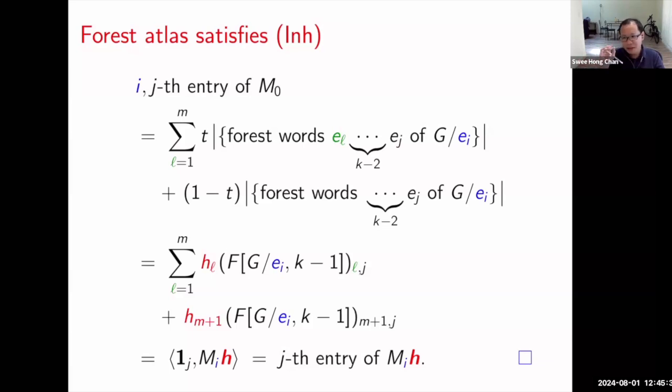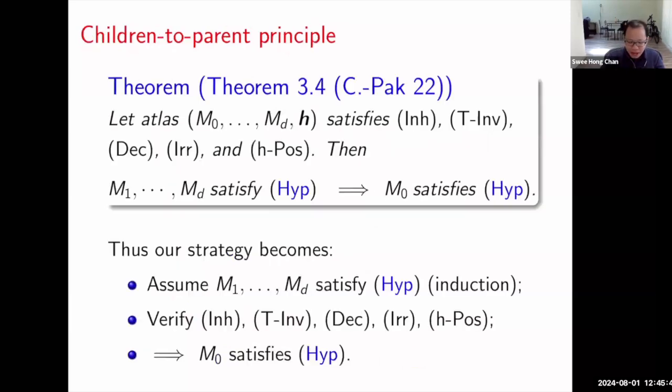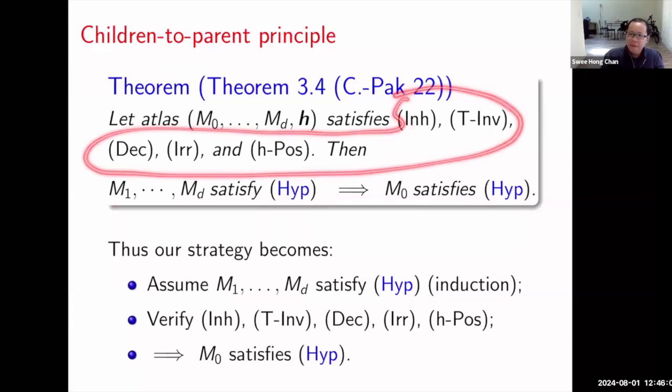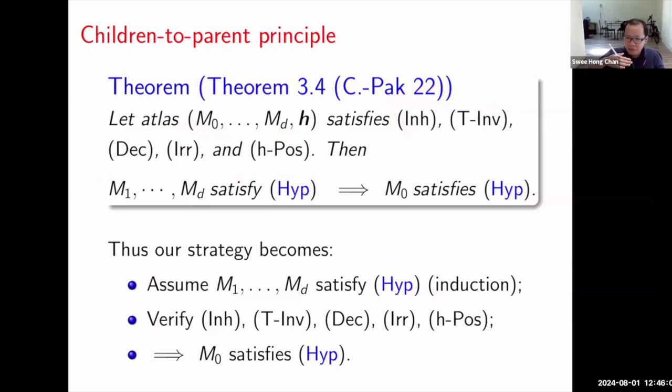And don't worry, everybody, this is the last property. Okay. Now, once you have these 5 properties, here is how we use them. This is what we call the children to parent principle. The idea is this. Suppose that you know that M1, M2, up to MD all satisfy the hyperbolic property, and you also know that your atlas already satisfies these 5 properties that we already verified. Then it follows immediately that M0 also satisfies the hyperbolic property.